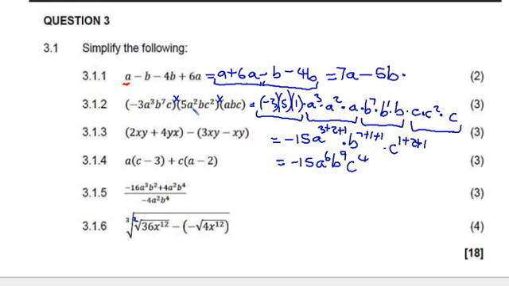A3 times A2, that's A5 times A, that's an A6. And then B7 times B is B8 times another B, that's B9. And then C1 times C2, that's C3 times another C1, that's C4. And that is your answer.